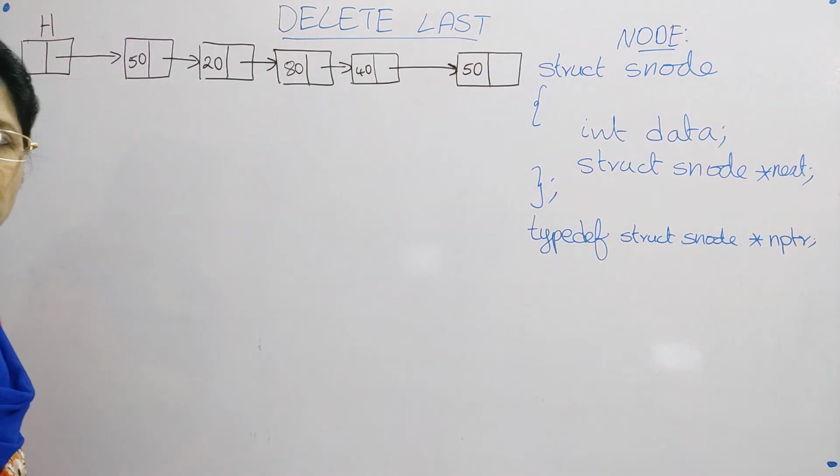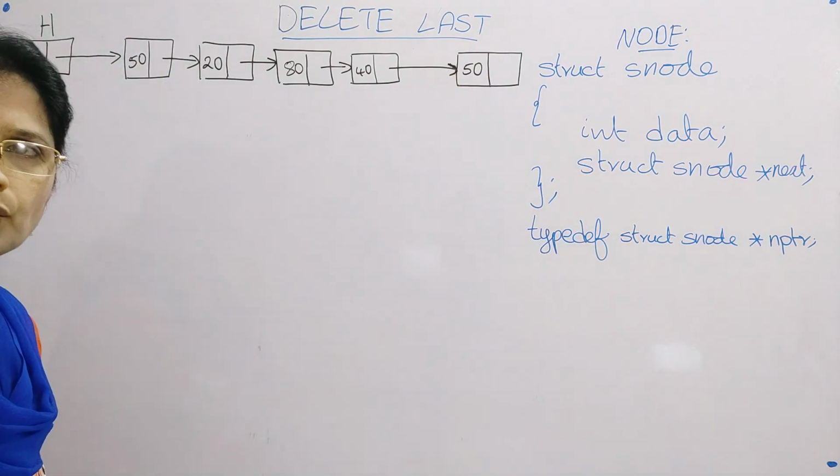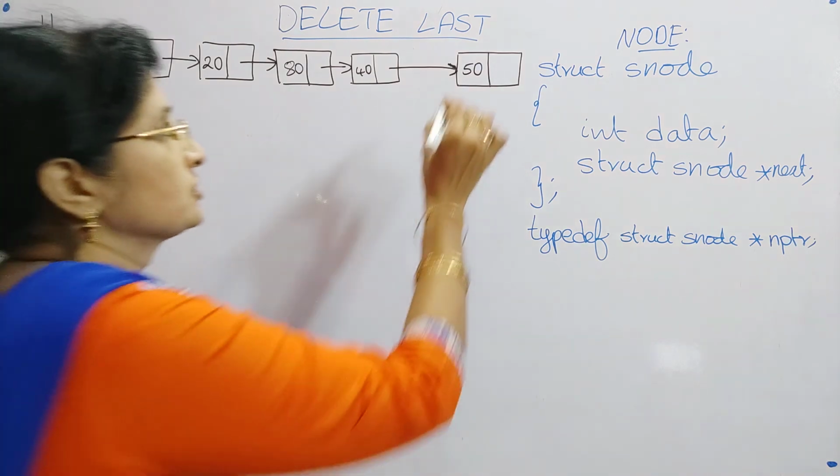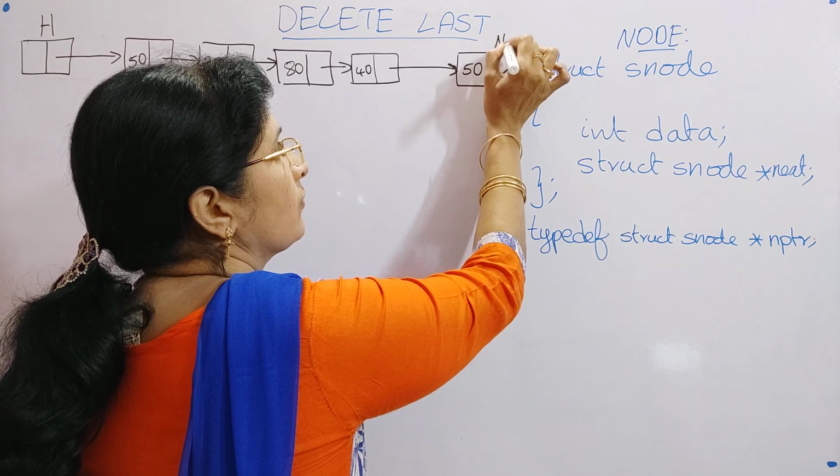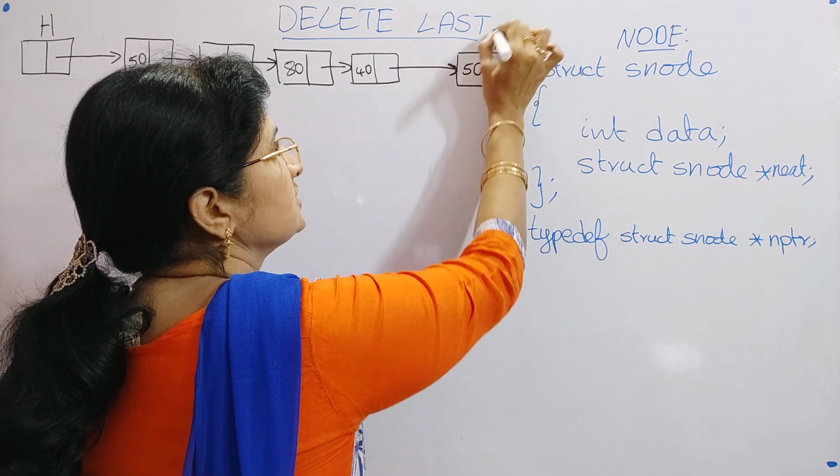Now what you have to do? You have to delete this last node. So this is the last node, and the last node's next will be what? Null. It will be null.